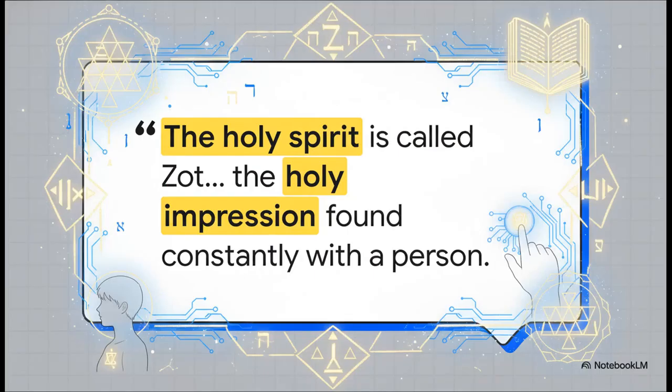To really ground this technology in the ancient texts, listen to this phenomenal insight from the Zohar in Parashat Vayechi. It says, "The Holy Spirit is called Zot, the holy impression found constantly with a person." I mean, that is staggering. The Zohar is essentially telling us that Zot, the Shekhinah, the Malchut, is quite literally the user interface of the divine. It's the connection point that is always online. It is constantly with humanity, just waiting for us to engage with it. It's the physical presence of this massive system that we have the privilege to interact with every single day.